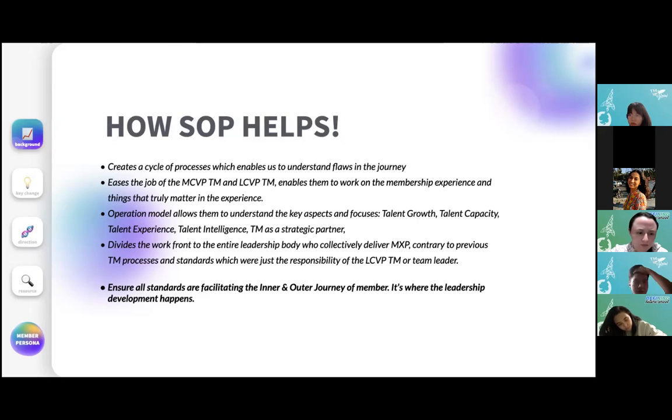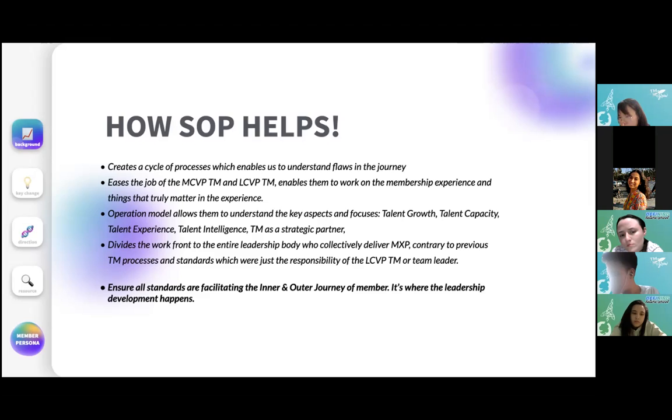As an MCVP or as an LCVP, we want to focus on more things that are more quality oriented for our members, right? When we look at the MX standard, it helps us look at those aspects as well, which are not necessarily a part of MX, but gives us more time to explore how we can support MXP better as VPTMs, right? Along with our executive boards or MCT. Thirdly, operational planning allows them to understand the key aspect and focuses.